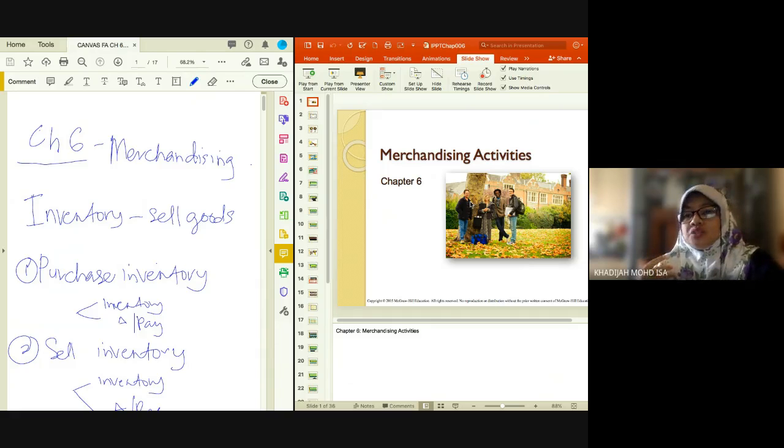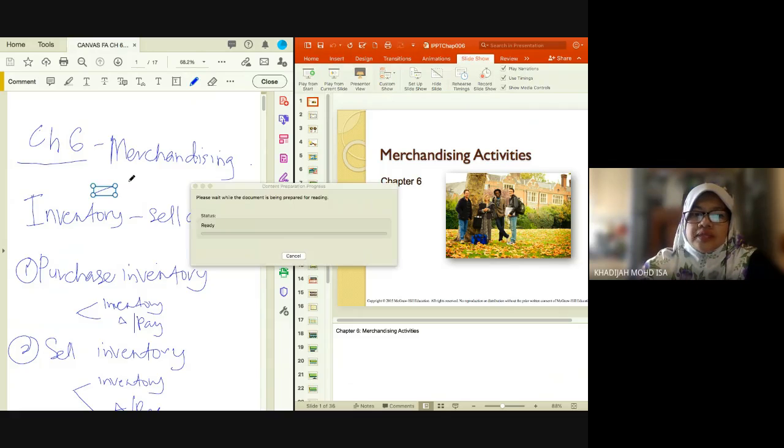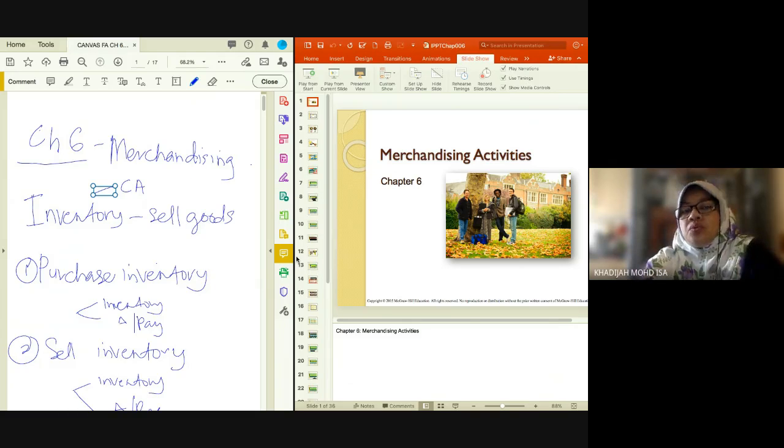Why? Because under merchandising activities, you will need inventory. You sell goods, so the goods that you sell are known as inventory. Inventory is a current asset, so take note that your inventory is your current asset. Sometimes we call it your product, sometimes we call it your stock. In this textbook, they use inventory as a term for your stock. Either way, it's the same thing.